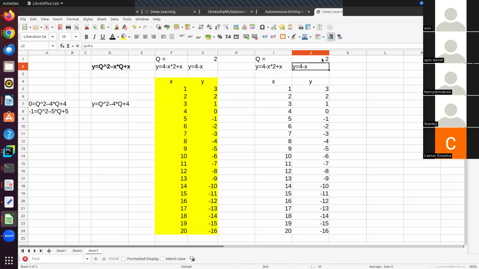Now, let me just jump. It looks unrelated, but it's big time related. There's another way to solve it. If I look at those values and I look at this relationship, okay?